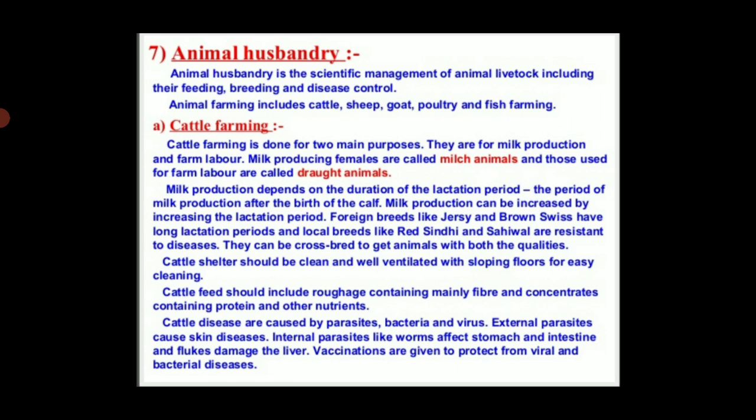Cattle diseases are caused by parasites, bacteria, and viruses. External parasites cause skin diseases. Internal parasites like worms affect the stomach and intestine, and flukes damage the liver. Vaccinations are given to protect from viral and bacterial diseases.